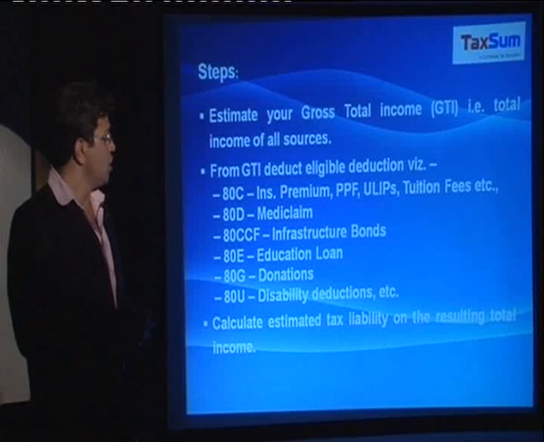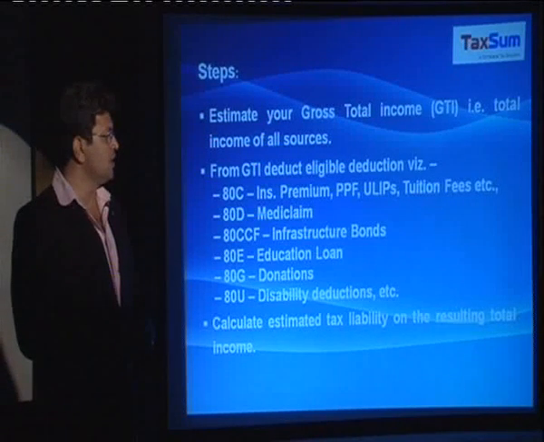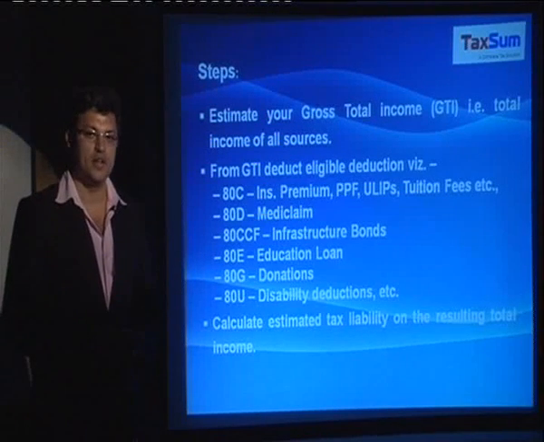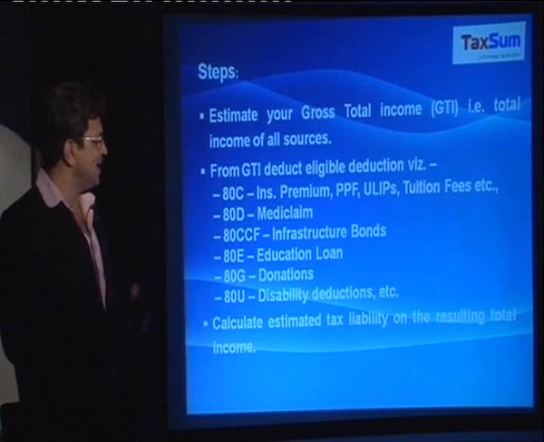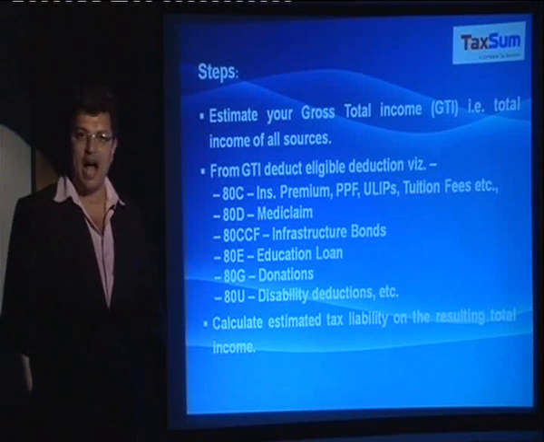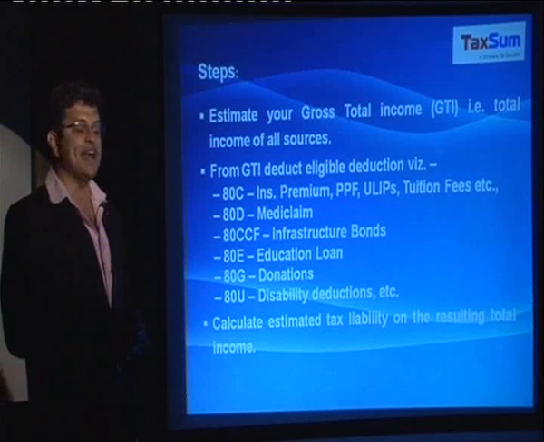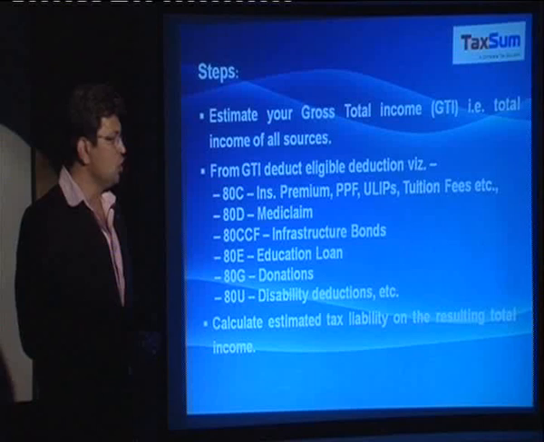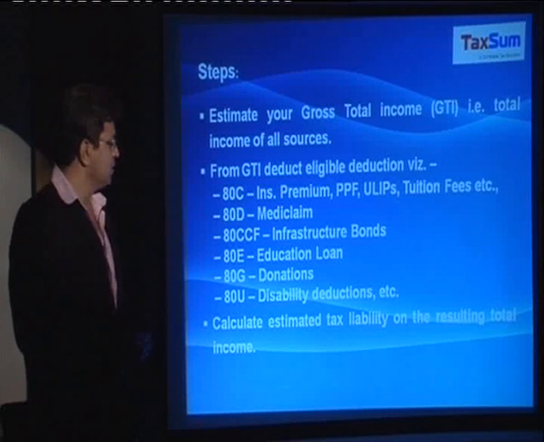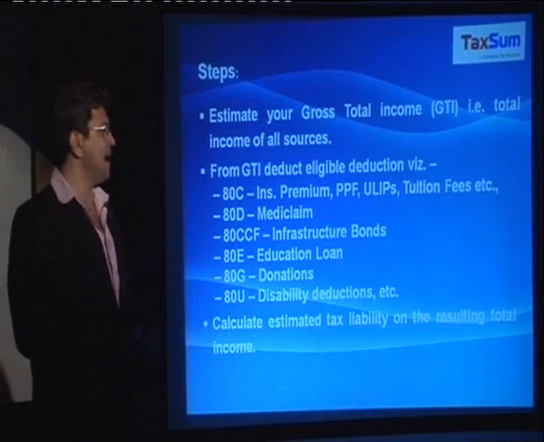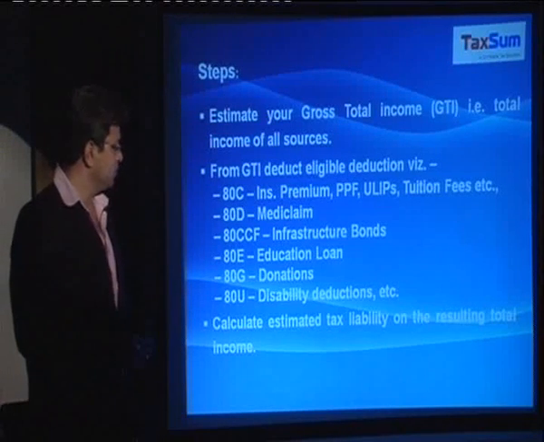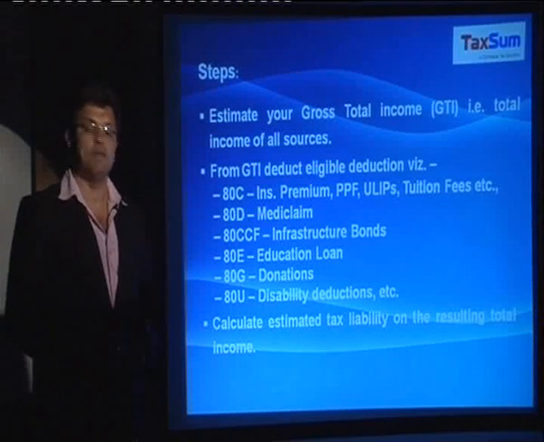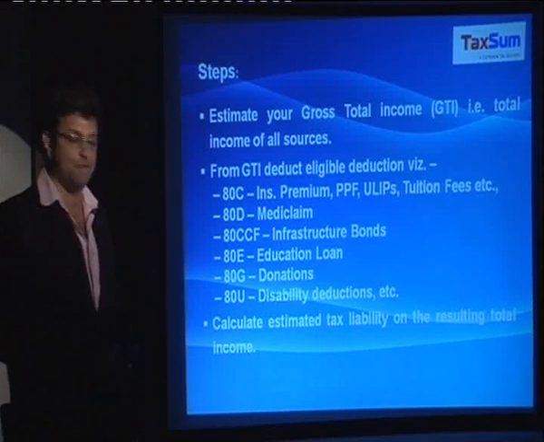From the gross total income, the assessee is eligible for deduction under chapter 6A. The sections under which the assessee can claim different types of deductions are 80C, wherein the assessee can claim deductions of insurance premium paid, investment in PPF, ULIPs, tuition fees, etc. Under section 80D, if he pays any mediclaim, he can claim the deduction. If he makes any investment in infrastructure bonds, the assessee can claim deduction under section 80CCF.